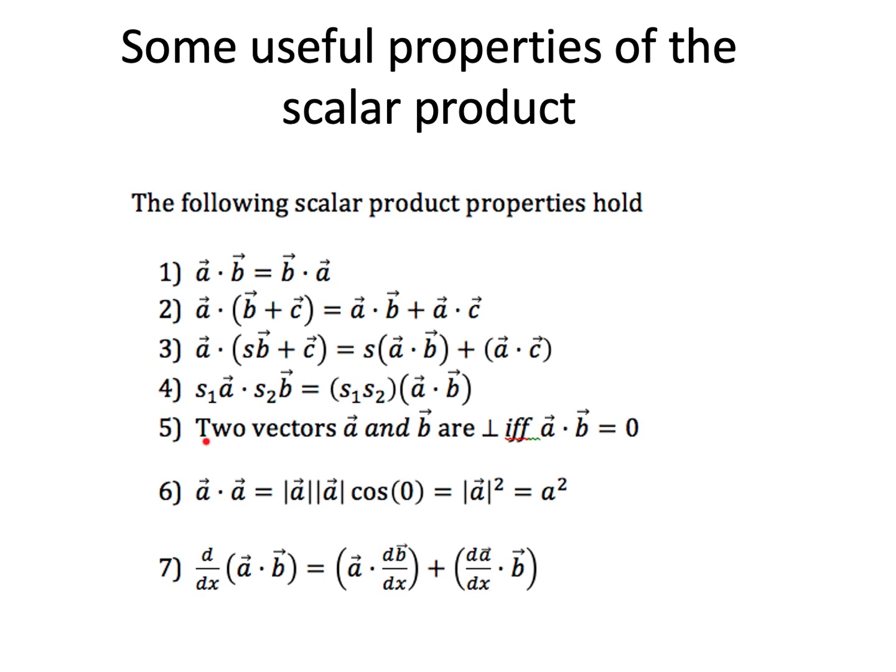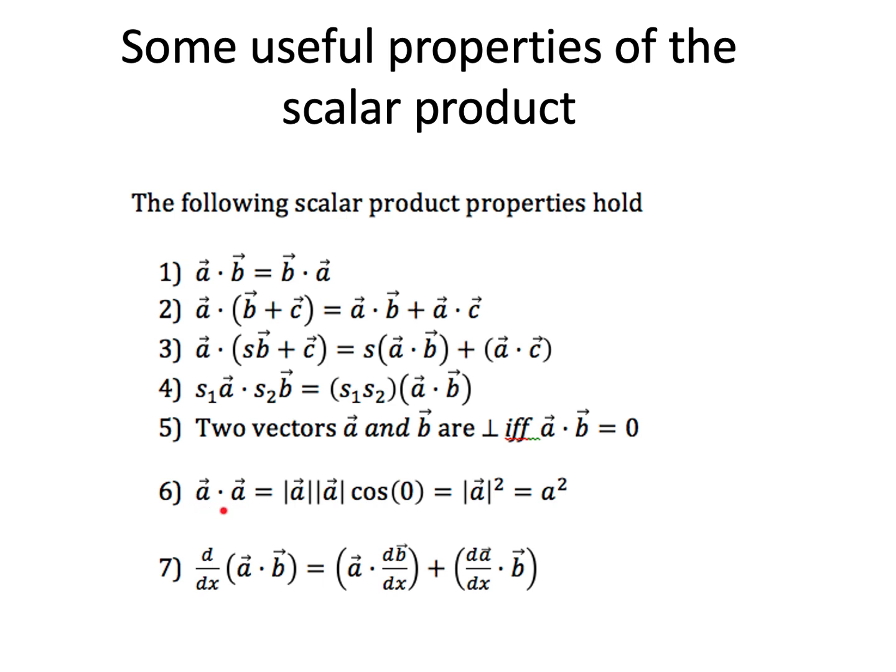We've also already seen that two vectors A and B are perpendicular. I don't know if you've ever seen this math symbol before. It's an if with an extra f. That's a math shorthand. It means if and only if. So two vectors A and B are perpendicular if and only if their scalar product A dot B is equal to 0.